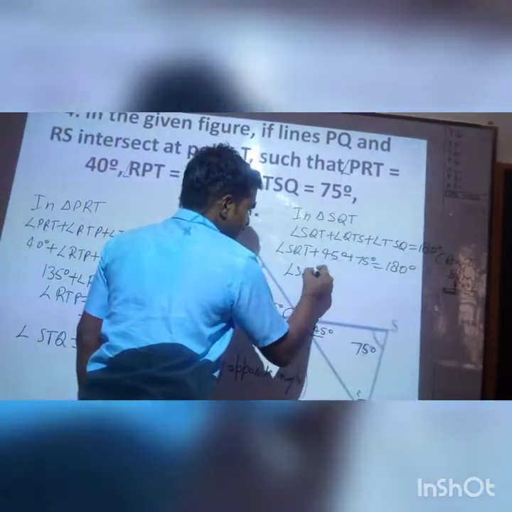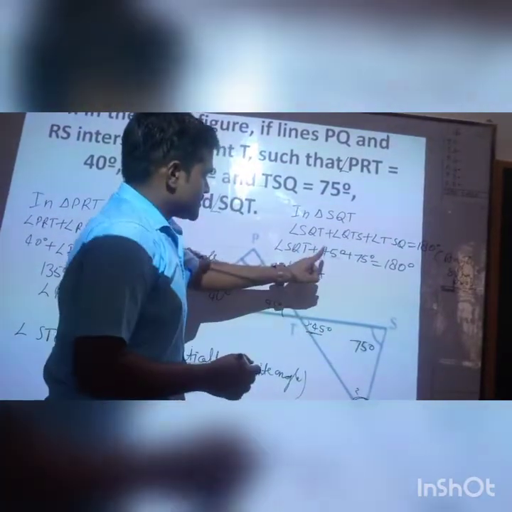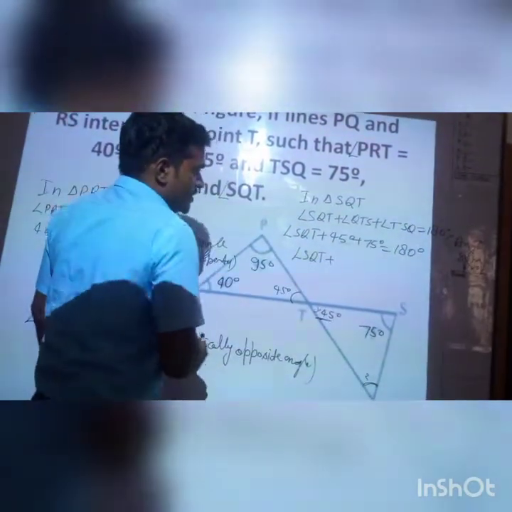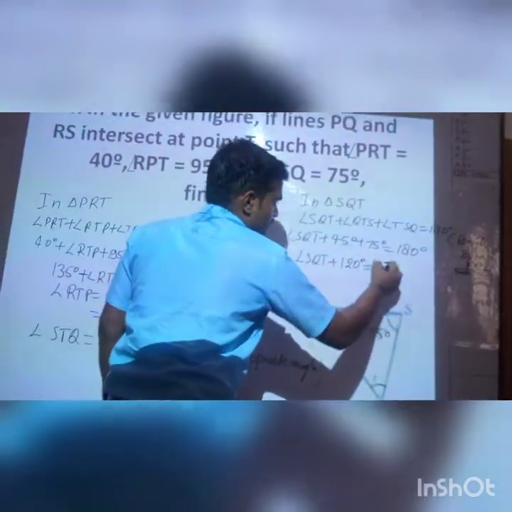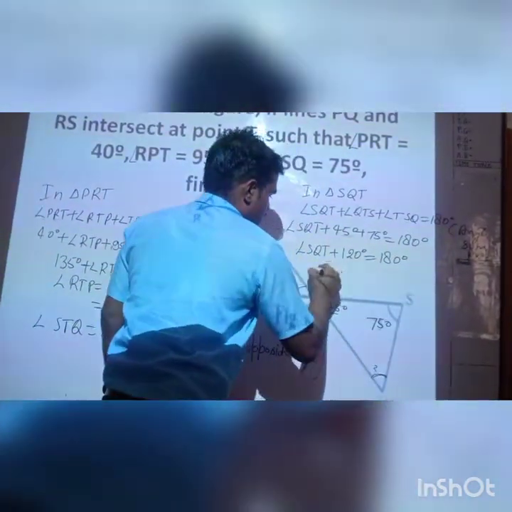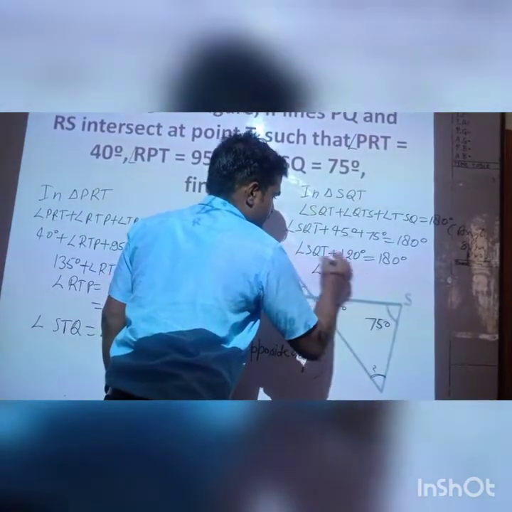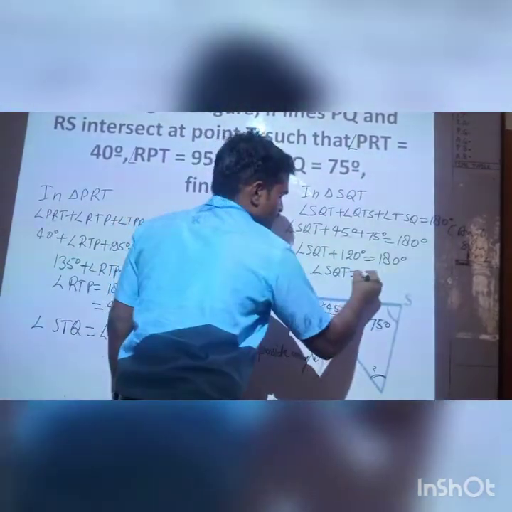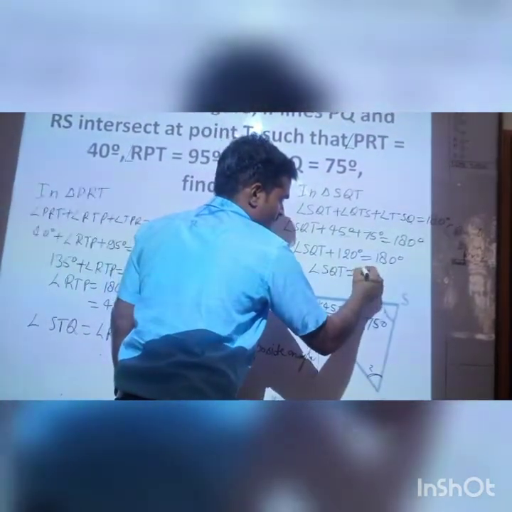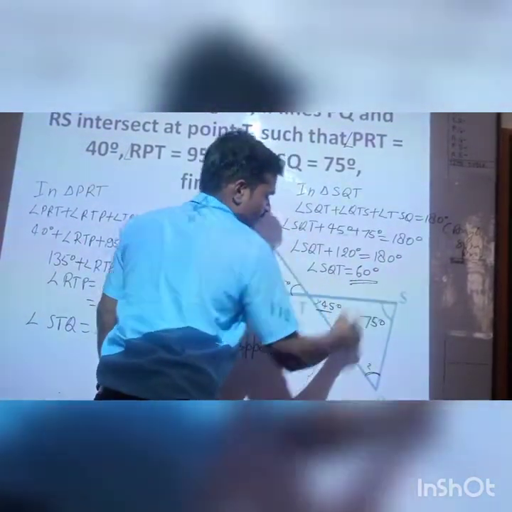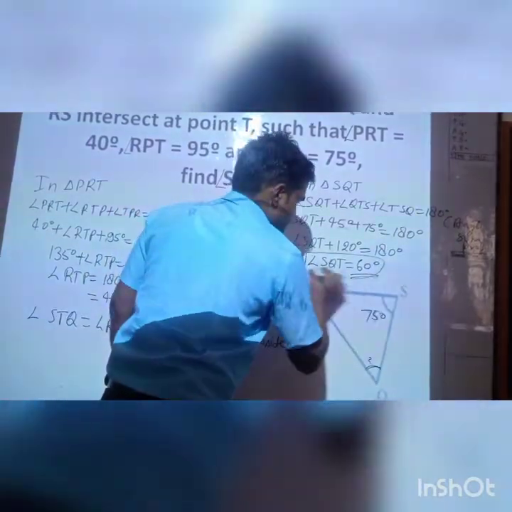Now SQT plus 75 and 45, that is 120 degrees, is equal to 180. Now children, angle SQT is equal to 180 minus 120, that is 60 degrees. So what is the required angle? That is 60 degrees.